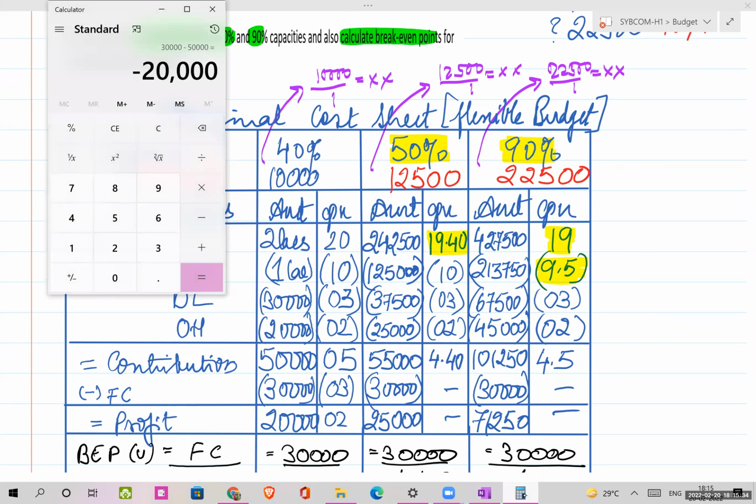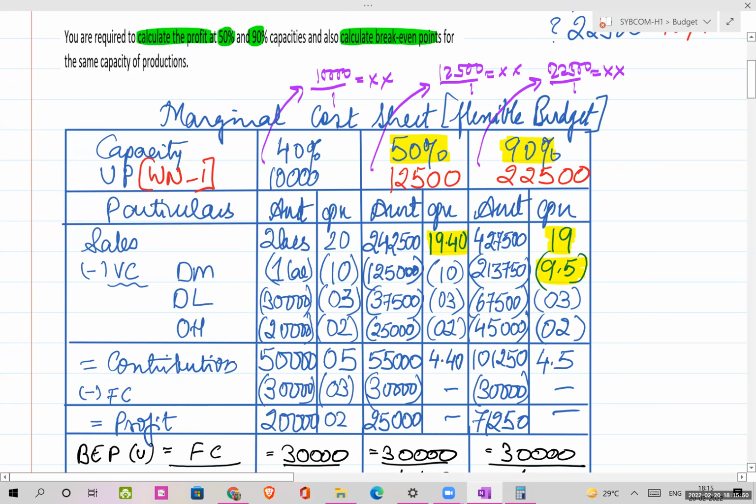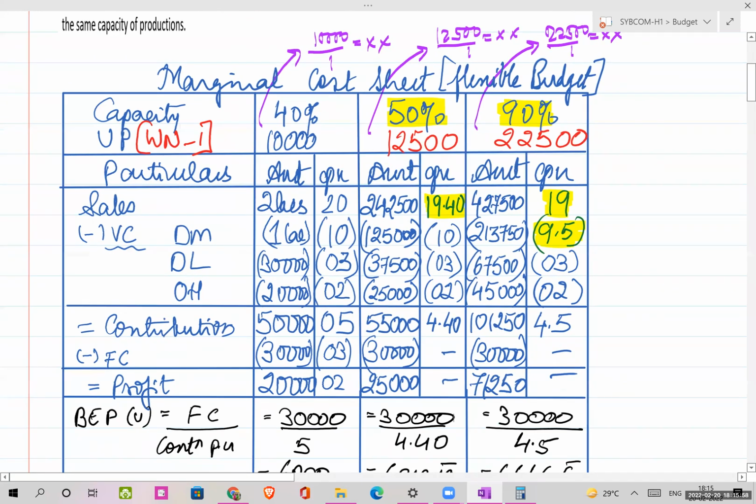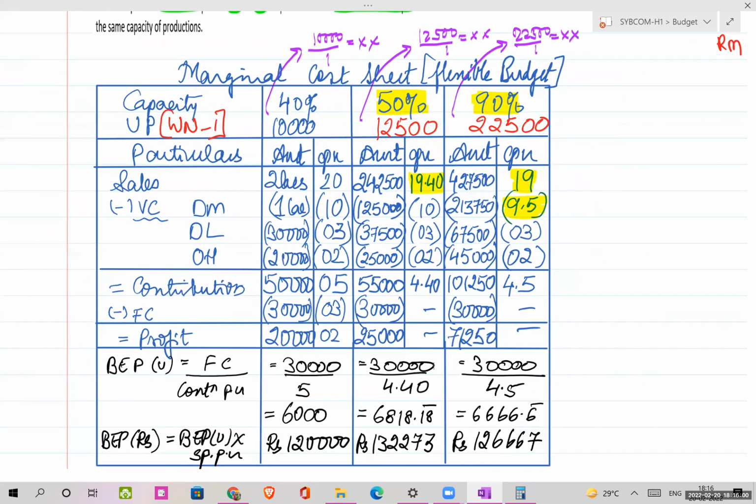For the other column, it is 19.4 into 12,500. And 22,500 into 19.4 is 4,27,500. Accordingly, you will get your answers. And then they want you to calculate BEP. So if the question is silent, you have to calculate both BEP in units as well as rupees.